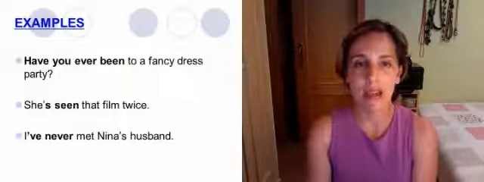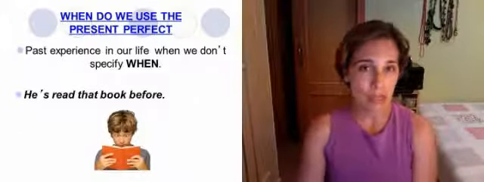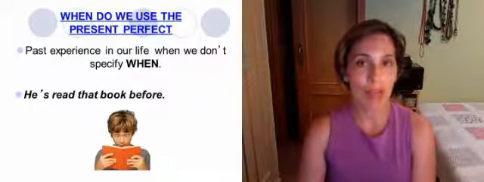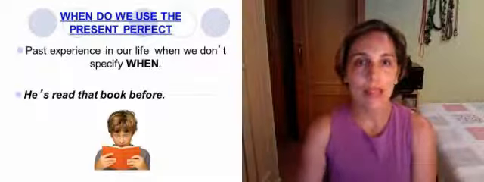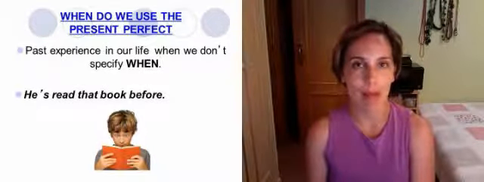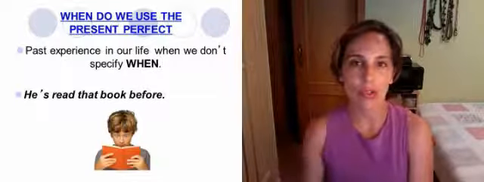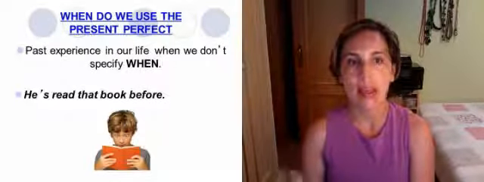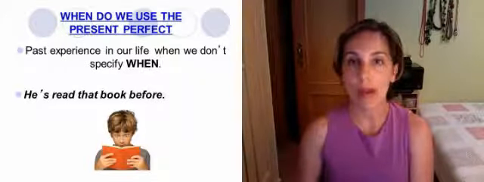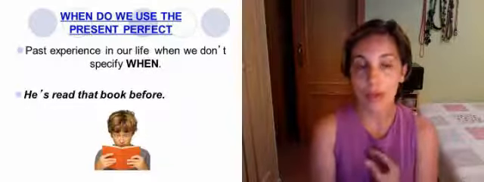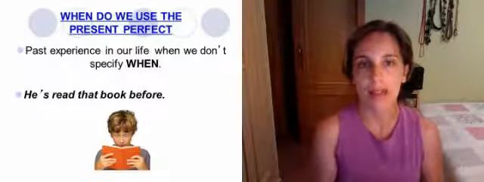Okay, so let's see when we use the present perfect. We use the present perfect when we're talking about past things, but we don't say exactly when they happened, because the when is not really important. Okay, if you look at the picture on your screen, you can say he has read that book before. We are not saying exactly when the boy read the book, because for us it's not important. The important thing is that he has read it before in his life.